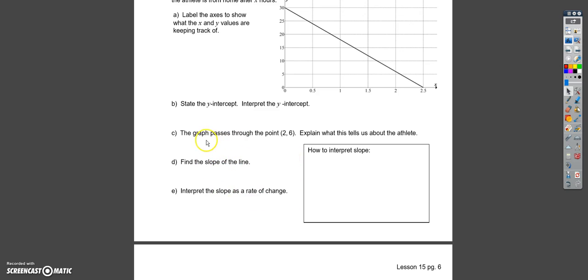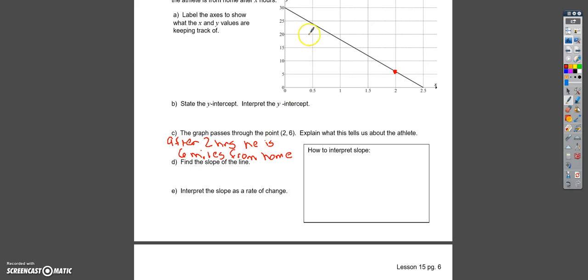That's not what it's asking. So let's say it passes through 2, 6 right here. Passes through 2, 6. So that says after 2 hours, he is 6 miles from home.